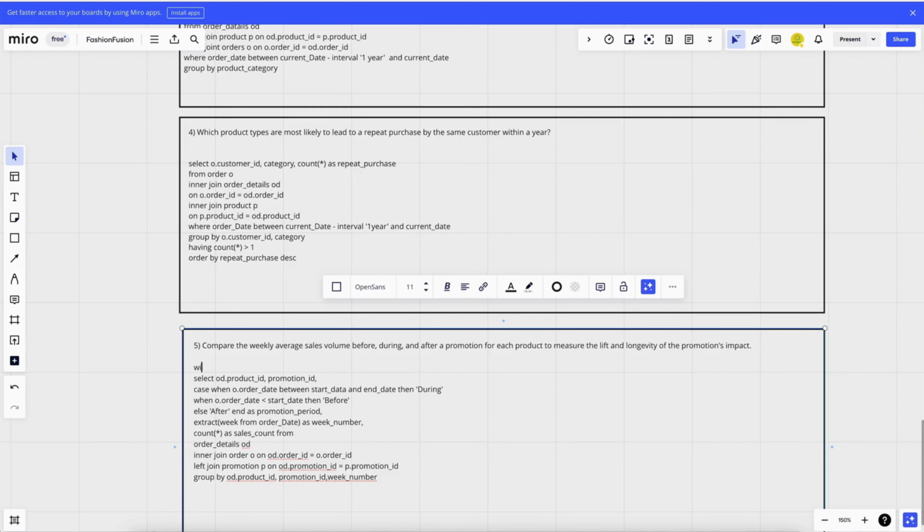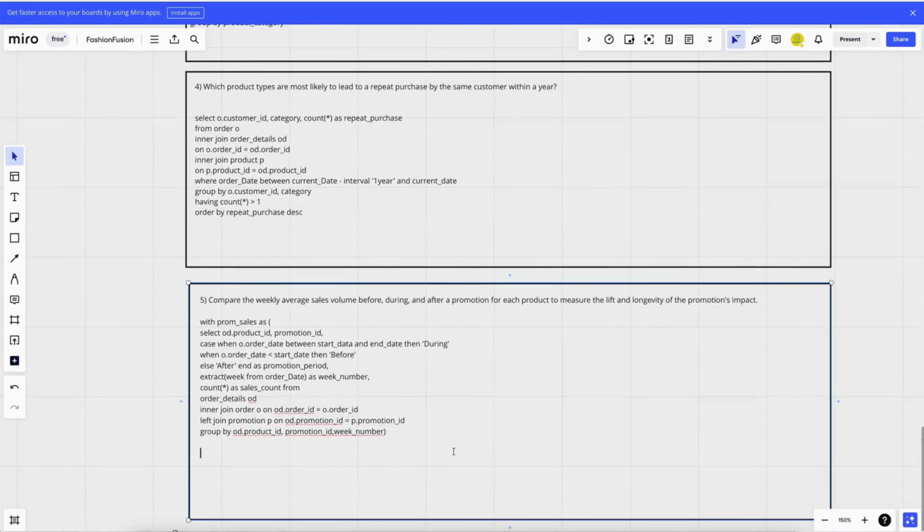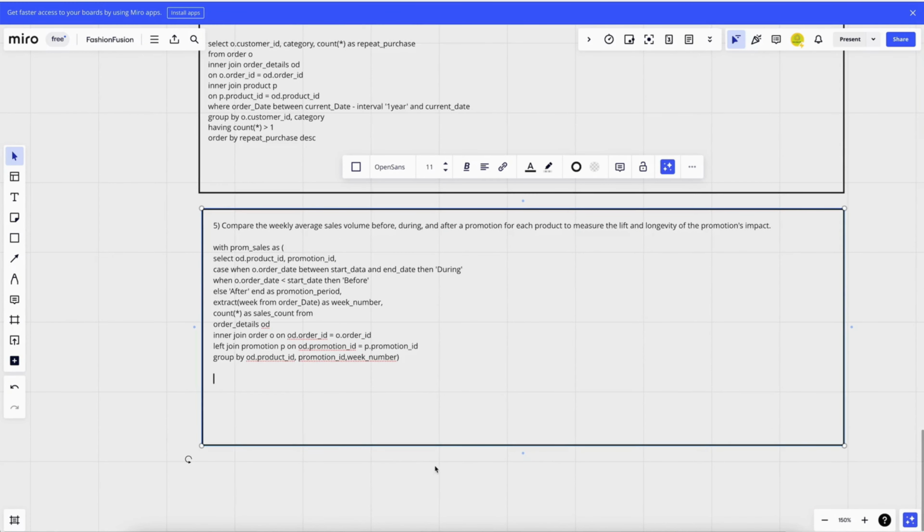Let's put this one in a CTE. Let's call this one with promotion sales, prom sales. And we need to just put together the product ID, week number, and the sum of sales during each period here, during, before, and after.